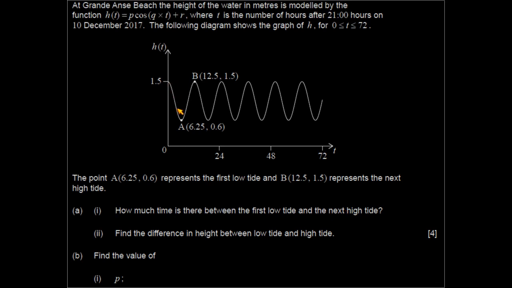So this is a high tide here, this is a low tide, this is a high tide, low tide, high tide, low tide. So this is the first low tide, which gives us the time, the first point 6.25, and the next high tide is this one, 12.5. So we just need to do 12.5 minus 6.25, which equals 6.25 hours.